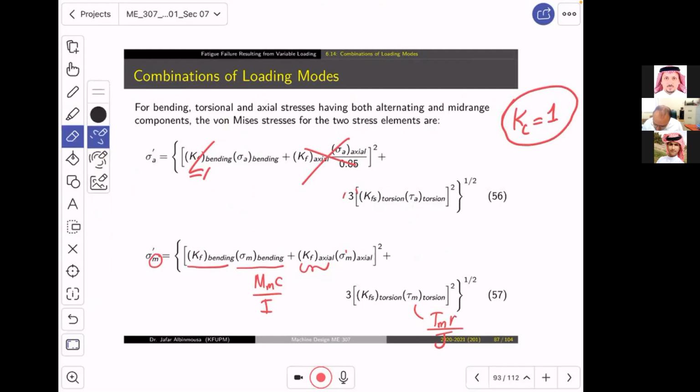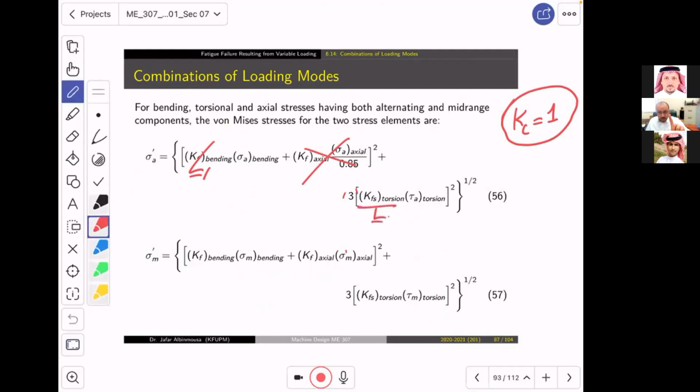Okay. And this one is equal to 1. That's for the amplitude. For the mean, sigma mean was not given. There is no sigma bending mean, so it is 0. And there is no axial, it is 0. And this one is equal to 1. And we have a mean torque only. That's possible. Why not? That's possible.